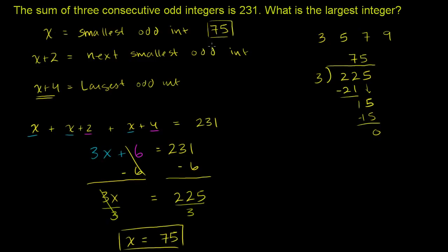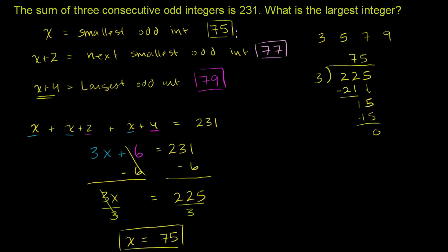So this one is 75. What's x plus 2 going to be equal to? Well, that's going to be 2 more, 77. And what's x plus 4 going to be equal to? Well, that's the largest of them. X is 75, plus 4 is going to be 79. And notice we have 3 odd integers. They're consecutive. They're the odd integers that come directly after each other.